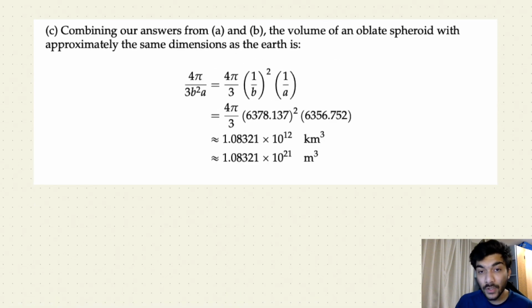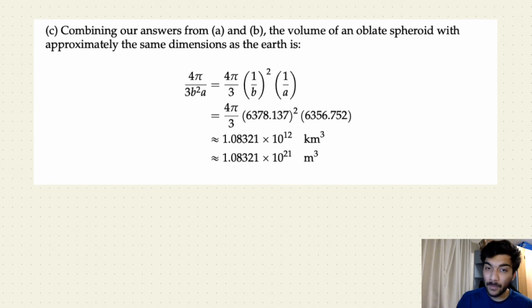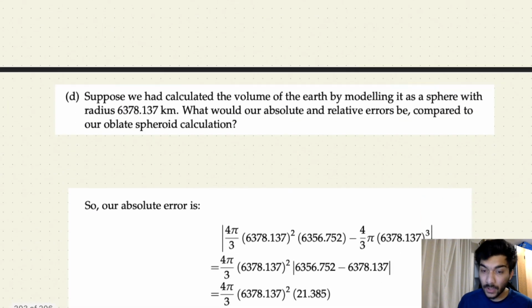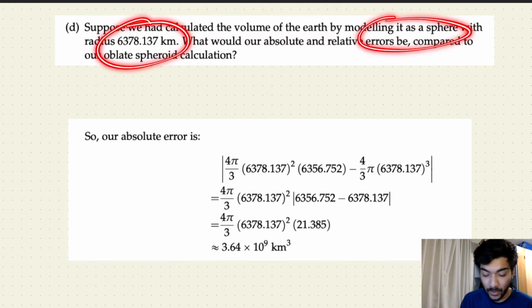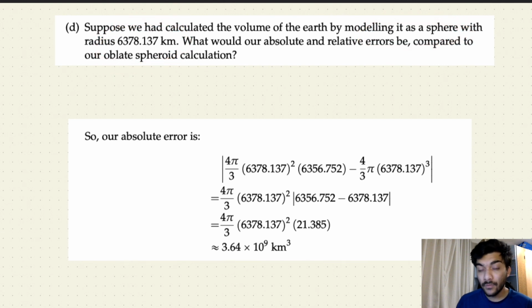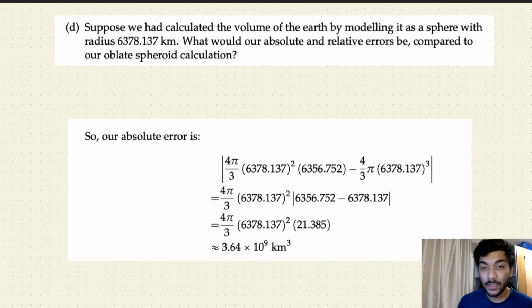So that is why if you know the approach on how to solve the main part of this question, you'll easily solve these types of questions which are in continuation to the main part of this question. So now let's move on to the last question, which is about errors. Suppose we had calculated the volume of the earth by modeling it as a sphere of radius this one, and we know the volume of the sphere is 4 by 3 pi r cube. Based on this information, if we suppose the volume of the earth to be the volume of a sphere, what would our absolute and relative errors be compared to our oblate spheroid calculation?